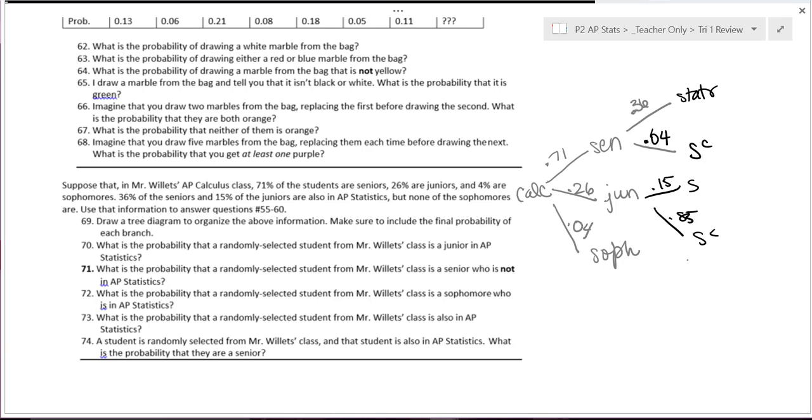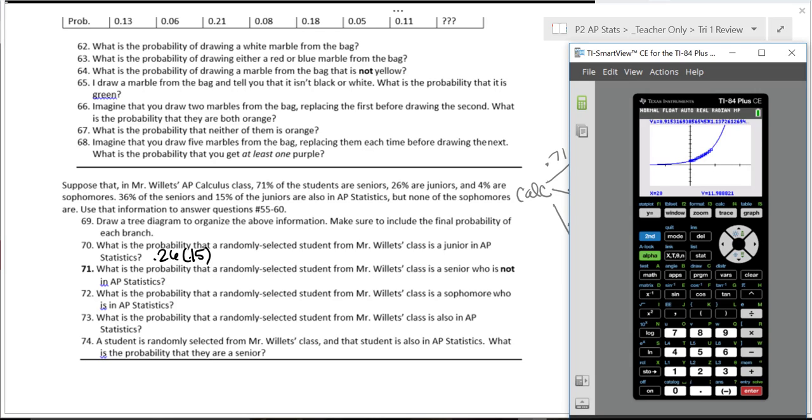What is the probability that a randomly selected student is a junior in AP Stats? All right, so remember that when we're doing this, we have to work all the way down the tree. So a junior in AP Stats is going to be this 0.26 times 0.15. It didn't give us a selected subset, so we're doing over everyone, or over 1. So you would just say 0.26 times 0.15, and I would get 0.039.